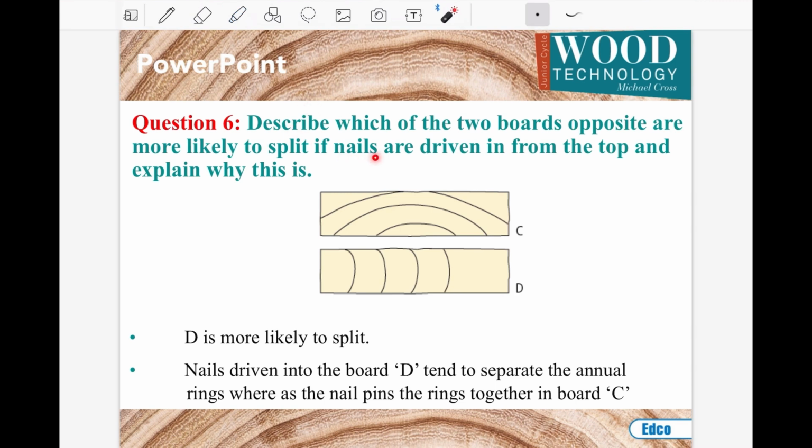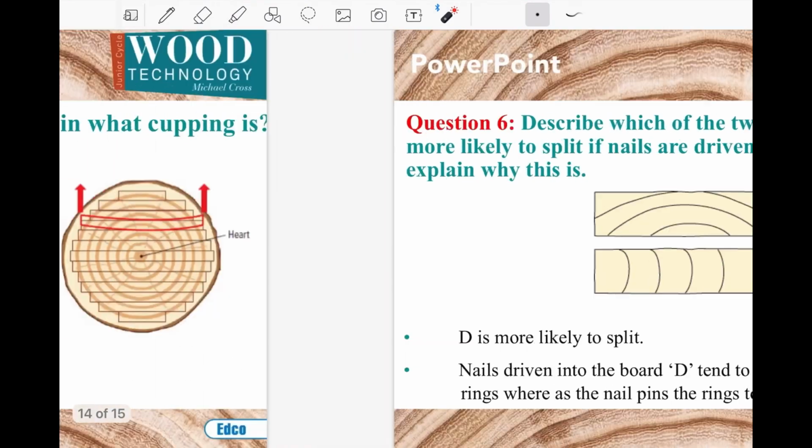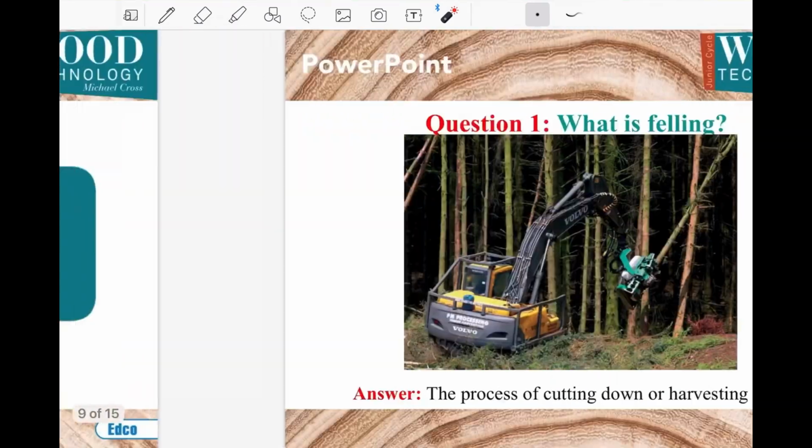describe which of the two boards are more likely to split if nails are driven in from the top and explain why this is. Well, we had this a minute ago. First of all, we had what split is or end splits. D is more likely to split because if you drive a nail into that board, it will tend to separate out those annual rings. Whereas up here, your nail isn't going in between the annual rings. It's the in between part that is important. So that's another question you could be asked. All right, so that's the series of slides.